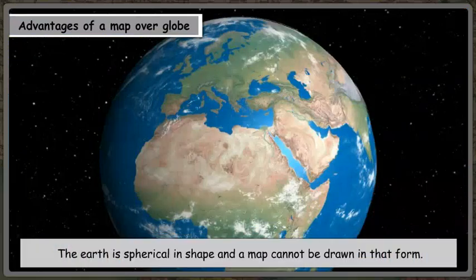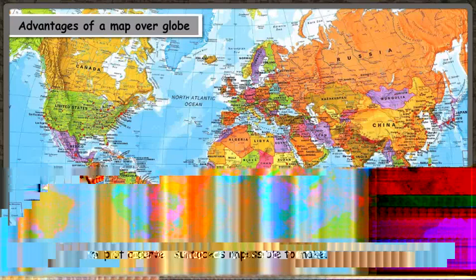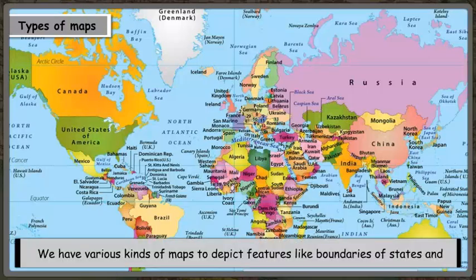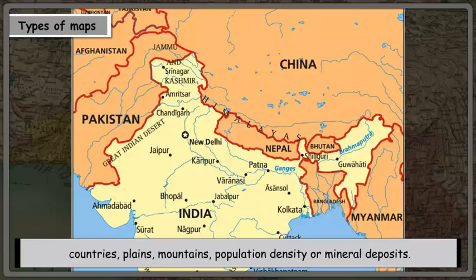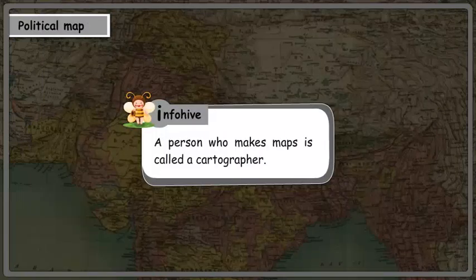However, maps also have some limitations. The Earth is spherical in shape, and a map cannot be drawn in that form. An accurate map of a curved surface is impossible to make. Types of maps. We have various kinds of maps to depict features like boundaries of states and countries, plains, mountains, population density, or mineral deposits. And for fun, a person who draws or makes maps is called a cartographer.